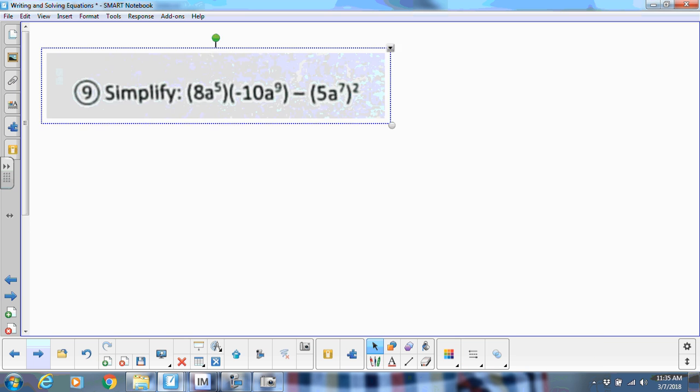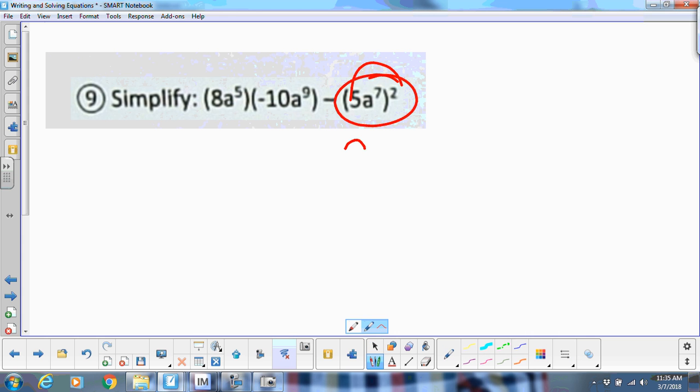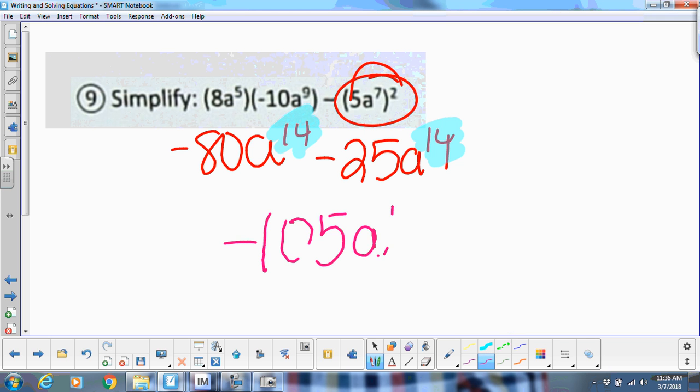So looking at problem number 9, I'm going to start right here. Okay, so that's going to become 25 a to the 14th. Multiply these together, that's going to give you negative 80 a to the 14th. And then once you notice you have the same exponent, you can simplify your answer, making our answer negative 105 a to the 14th.